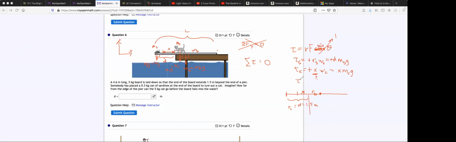So the torque from the weight of the board is going to be negative now. It's going to have a negative value. And it's going to be negative the distance, this RB here.